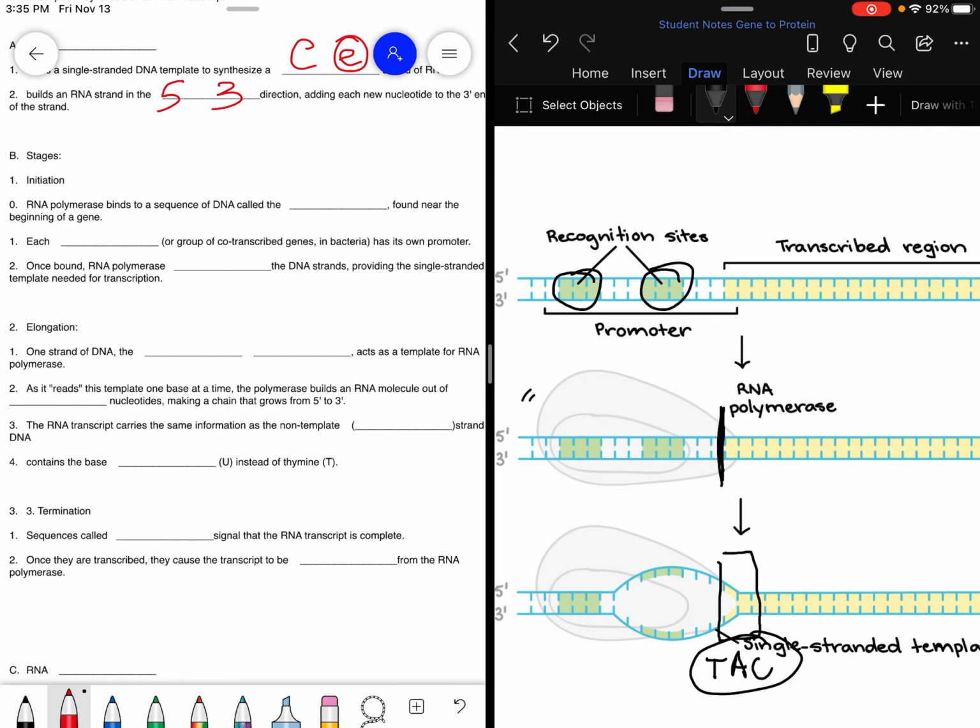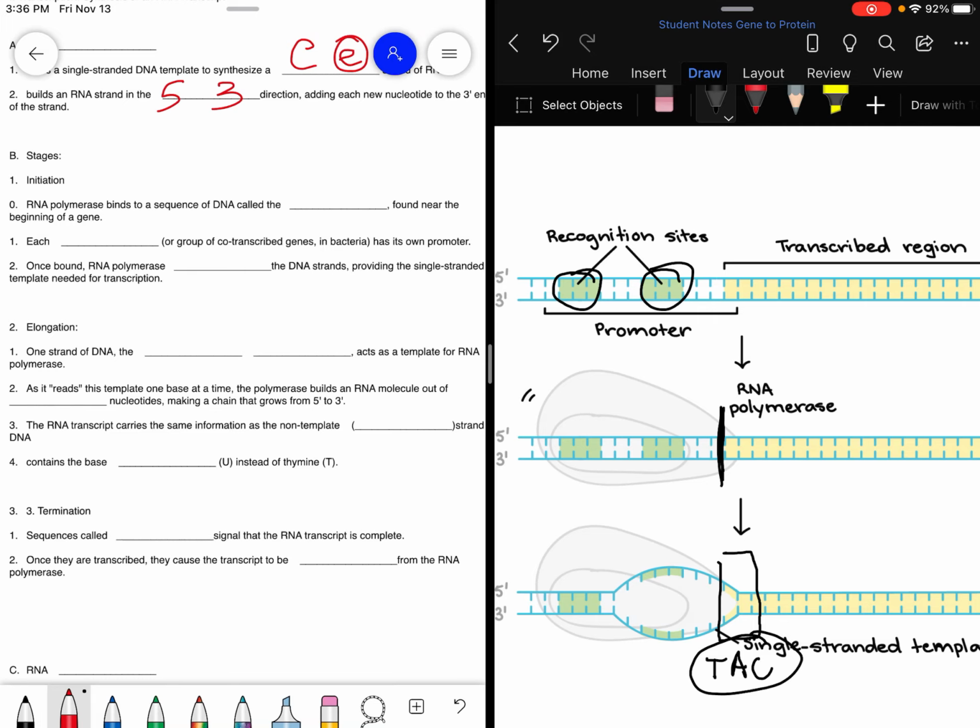Each gene, or a group of co-transcribed genes in bacteria, has a promoter. Bacterial DNA is so small it transcribes a whole bunch of genes at once. They all go together, but in eukaryotic cells, genes are separated. So each individual gene or group of them has its own promoter.